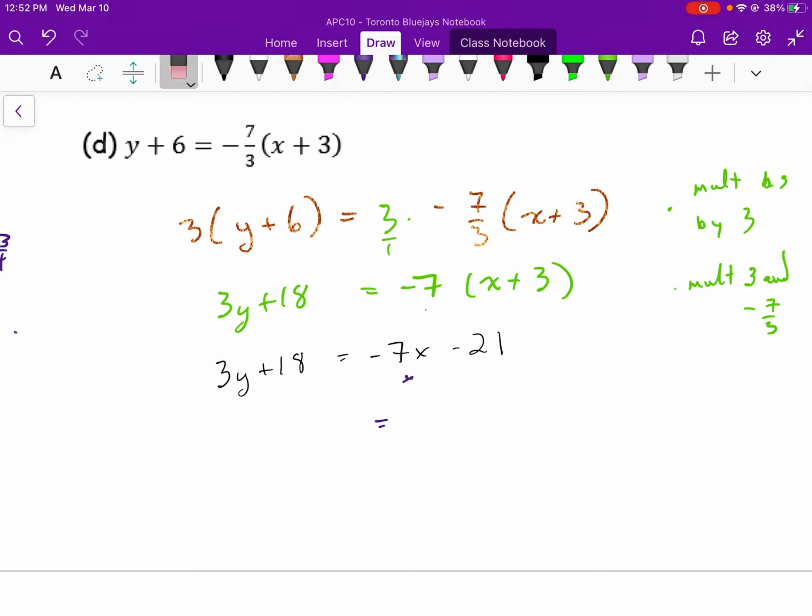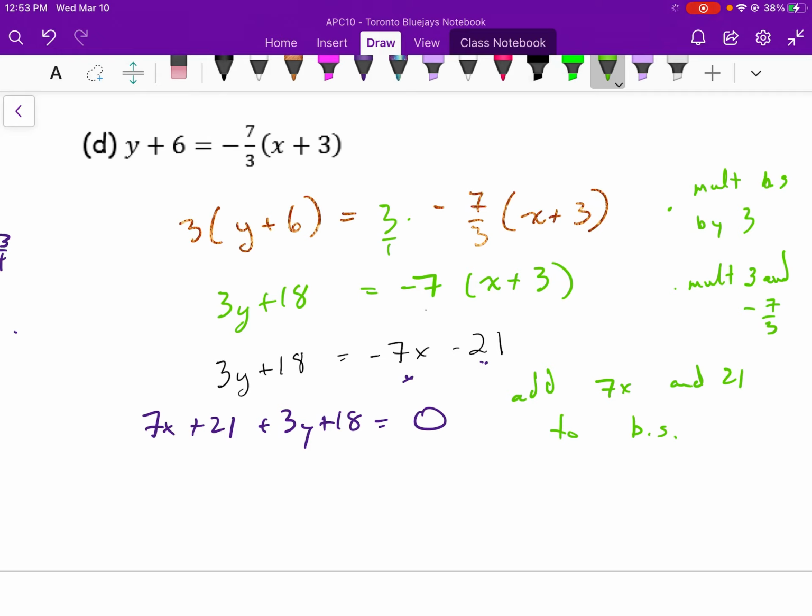And I'm just going to clean this up. I should have given myself way more real estate here. So 7x, I added 7x to both sides. And then I need to take care of this minus 21, so I'm going to add 21 to both sides. And then I have 3y plus 18. On the right-hand side, I have 0. And how would I annotate this? I would just say add 7x and 21 to both sides.